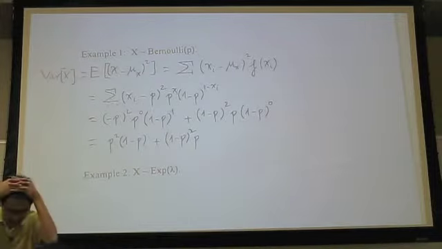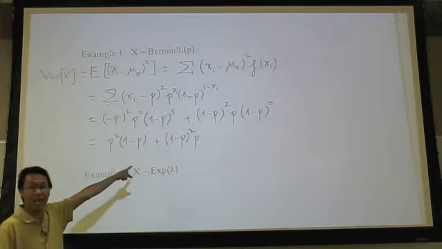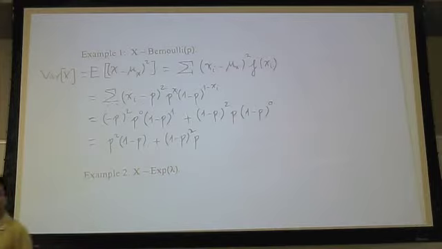That's the variance for the Bernoulli random variable. And when you take the square root of that, you obtain the standard deviation. Okay?